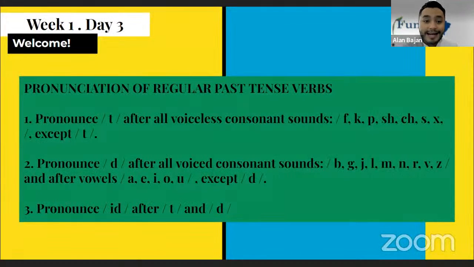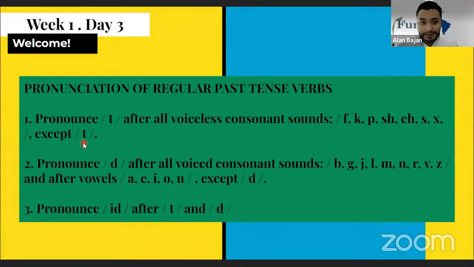Pronunciation of regular past tense verbs. 3 rules, 3 groups. 1, 2, and 3. Let's go for the first group.